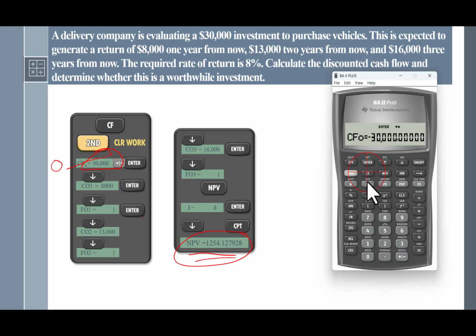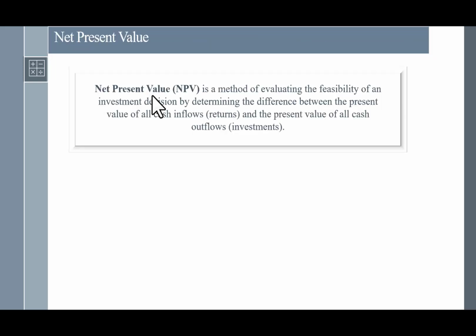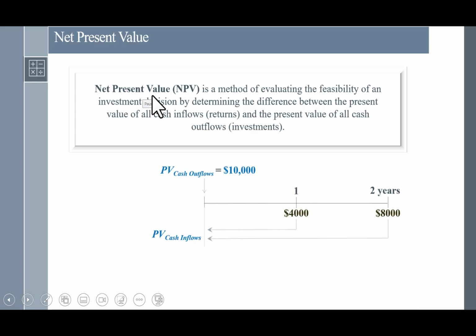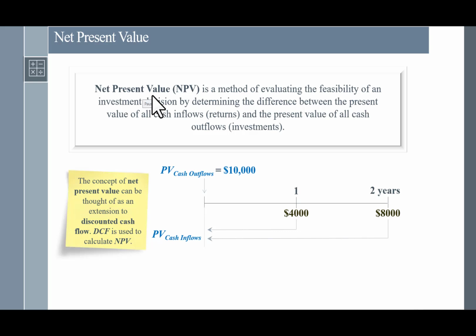Let me go back to CF. I'm going to enter this as 0, and I'm not going to change anything else. I'm going to go back to NPV and press CPT here, and you will see that this is 31,254, which is the discounted cash flow without subtracting the initial investment. So we did already the net present value, which is basically subtracting the cash outflow from the cash inflow.